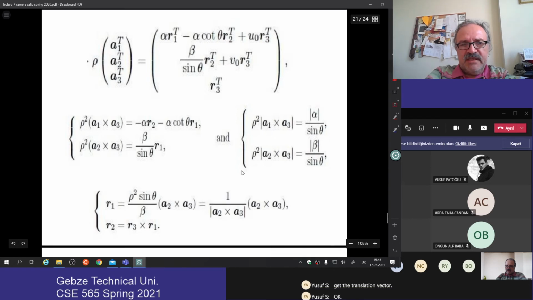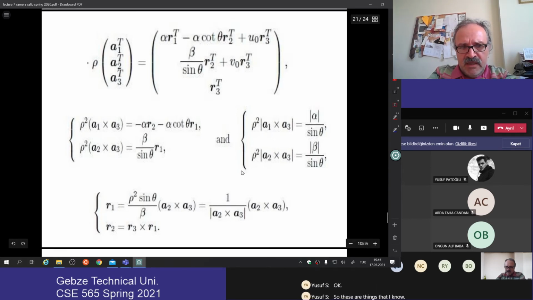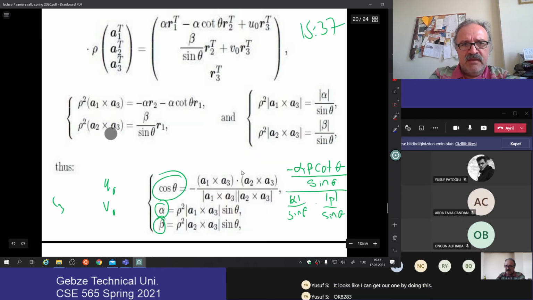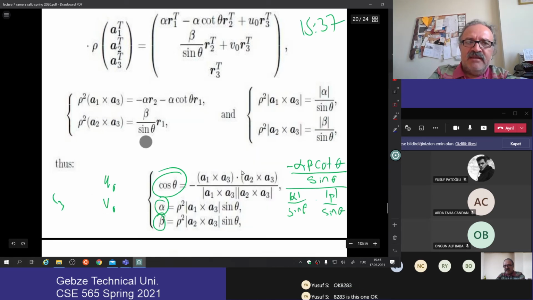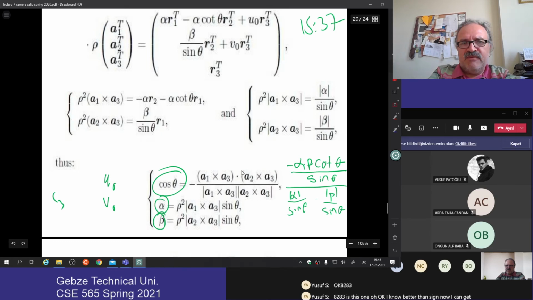So these are the things that I know. It looks like I can get R1 by doing this. Okay, A2, A3. A2, A3 is this one. Oh, okay. I know beta and sine. Now I know this one, right? I know beta and sine, so I can get R1. Exactly. Without any sign ambiguity.